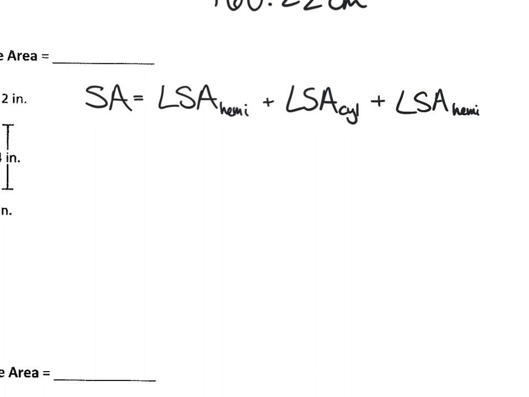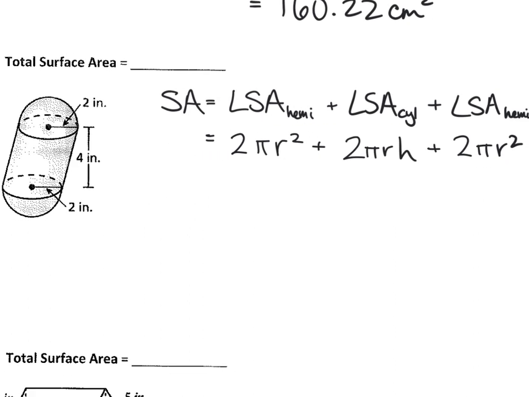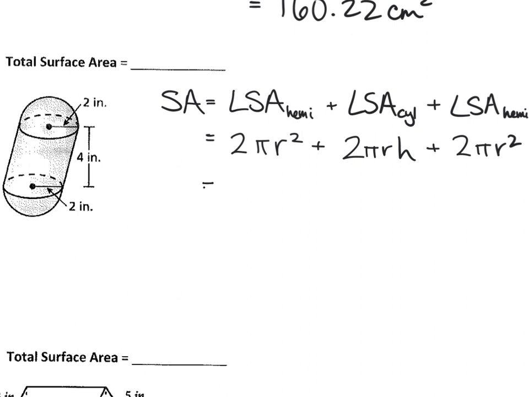So if I turn to the formulas here to write down the formulas, the formula for a lateral surface area of a hemisphere is 2 pi r squared. The lateral surface area of a cylinder is 2 pi r times h. And the lateral surface area of a hemisphere, again, 2 pi r squared. Now we just need to find all of these values in the picture for ourselves to be able to use it. Okay, the 2 pi's drop down, and we'll start with the top hemisphere. What is the radius of the top hemisphere? 2. So I'm going to put a 2 right there.